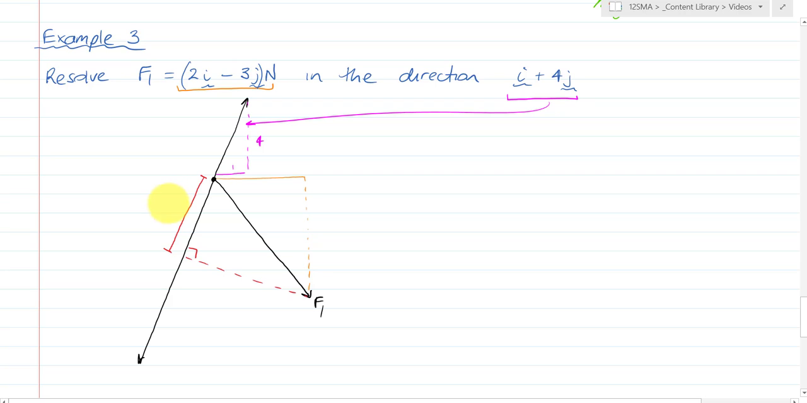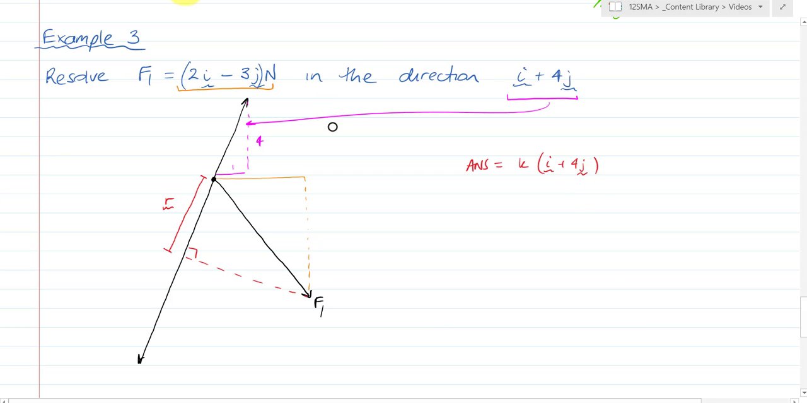The resolution of this will be this vector here, which I'll call R for now. So the component of force 1 running along the vector i plus 4j is that component there, and it obviously has the same direction as i plus 4j. So my answer should be equal to some constant times i plus 4j, because it's a component of that line. That's what we're looking for. But remember, this is also a projection. Remember that idea of shadows and lines when we did vector projections. So we're projecting F1 onto the vector i plus 4j.